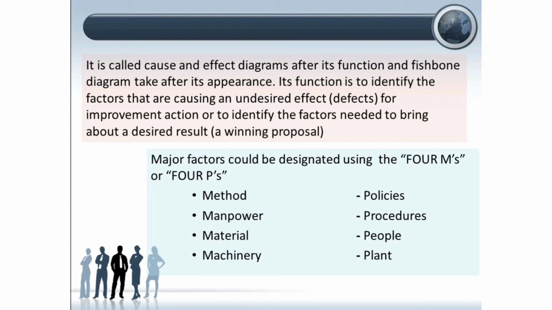Its function is to identify the factors that are causing an undesired effect or defects for improvement action, or to identify the factors needed to bring about a desired result or a winning proposal. As a starting point, major factors could be designated using the 4 M's: method, manpower, material, and machinery, or the 4 P's: policies, procedures, people, and plant. Factors can be subdivided, if useful, and the identification of significant factors is often an introduction to the statistical design of experiments.